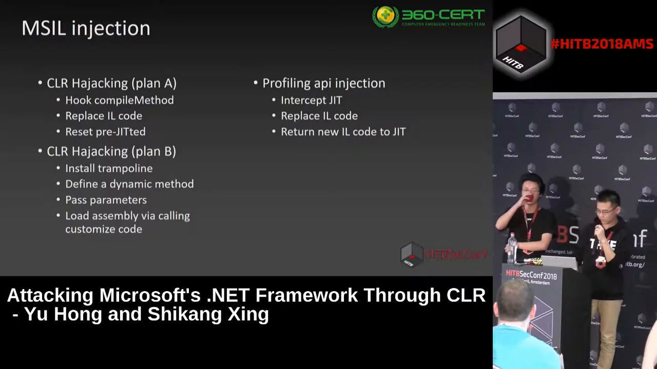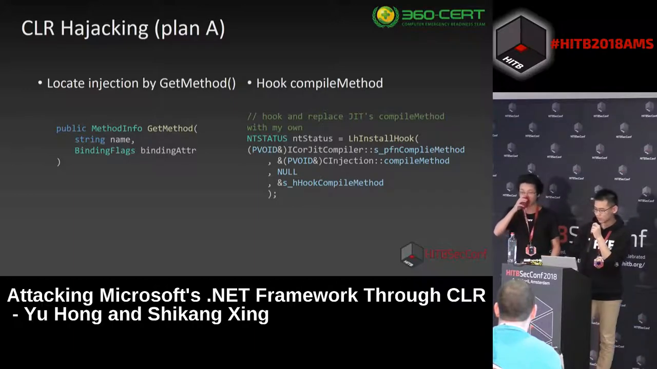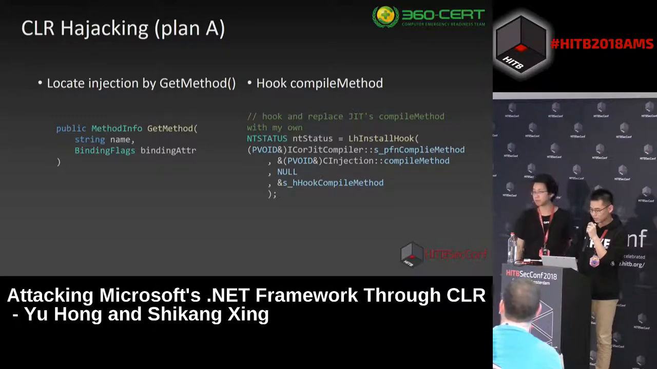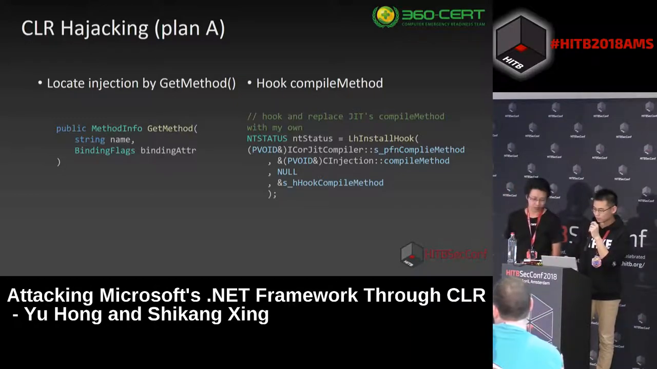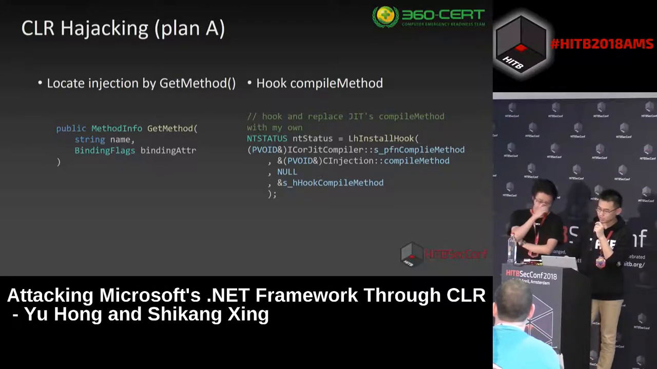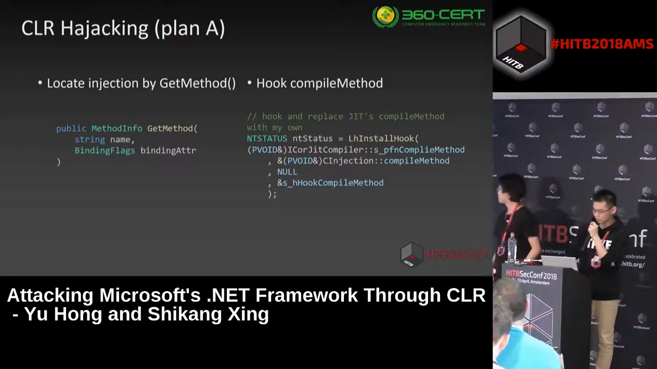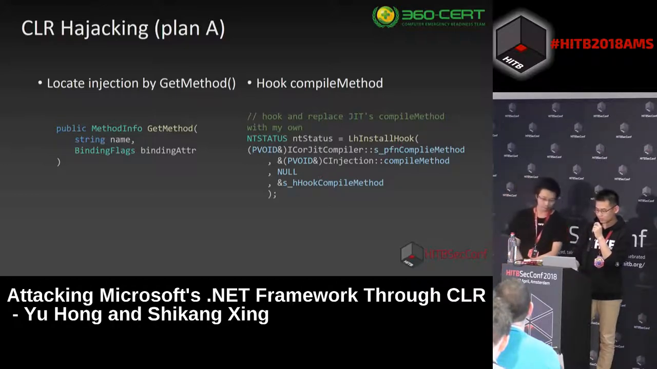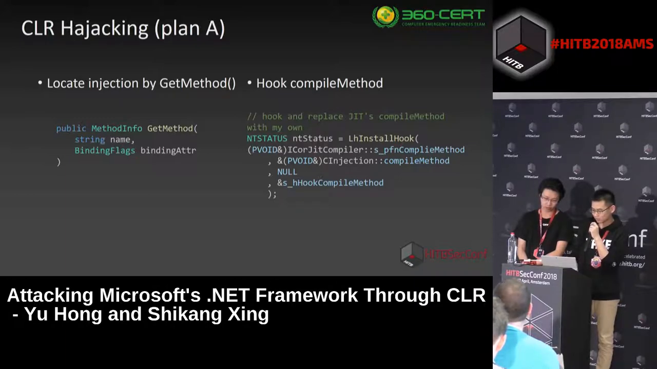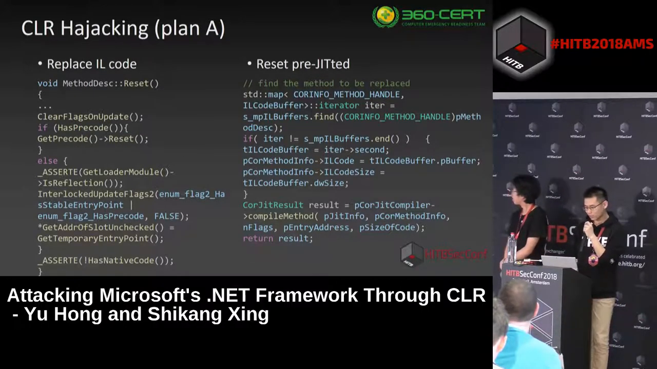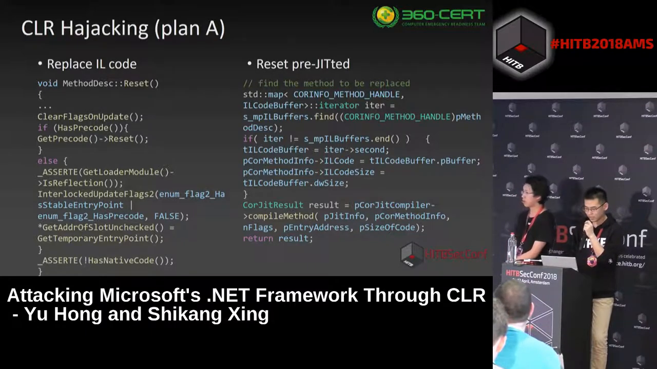So we have the software. Plan A is hooking the compile method as the program enters, and replacing it with our code to be executed by the real compile method. Because compile method execution, the object is a method, so we will know where we inject. This is an example for finding the injection method. And then, combining it, CLR will call the compile method. We can replace the compile method through the hook. And now we need to run our code before the compile method code and restore the program execution status.